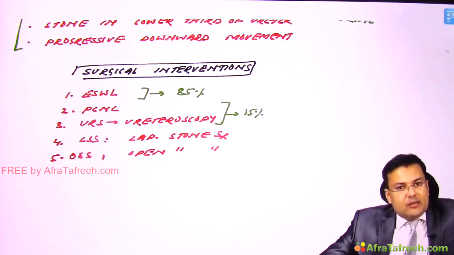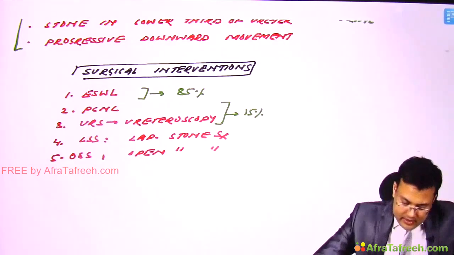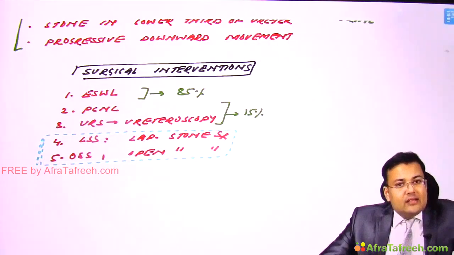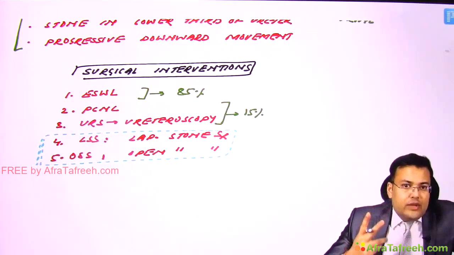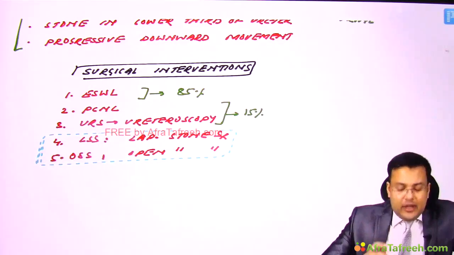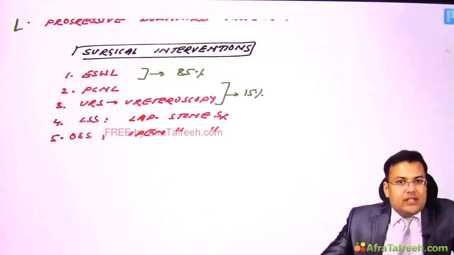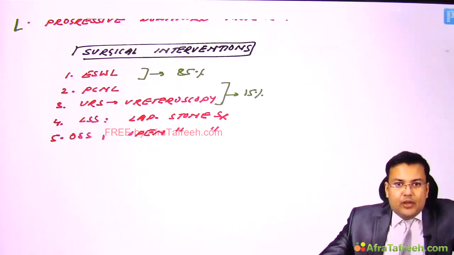So since ESWL, PCNL and URS are curative for most of the stones, there is no significant role of these two interventions, and generally these are not done. I said generally these are not done. There are only two indications of open stone surgery, in which case you perform open stone surgery. Imagine if a patient is having stone and patient is having non-functioning kidney. What is the definition of non-functioning kidney? On DTPA scan, if the function is less than 10%, in that case we have to perform nephrectomy, and for nephrectomy obviously we have to go for the open approach.